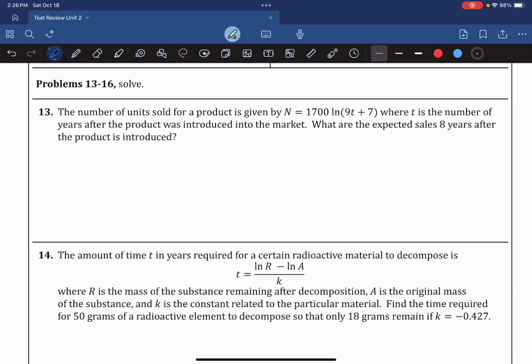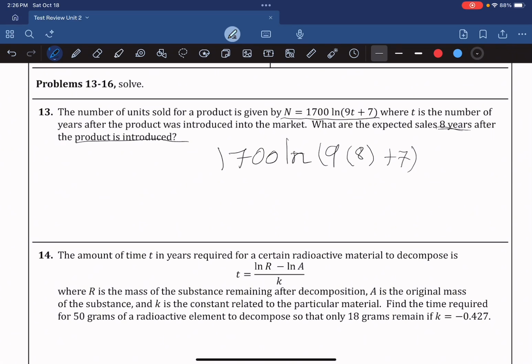Alright, number 13. We've got a word problem here. It says the number of units sold is given by the function n equals 1700 ln(9t plus 7), where t is the number of years after the product was introduced to the market. And what are the expected sales 8 years after the product is introduced? So it's just saying 1700 ln(9 times 8 plus 7).